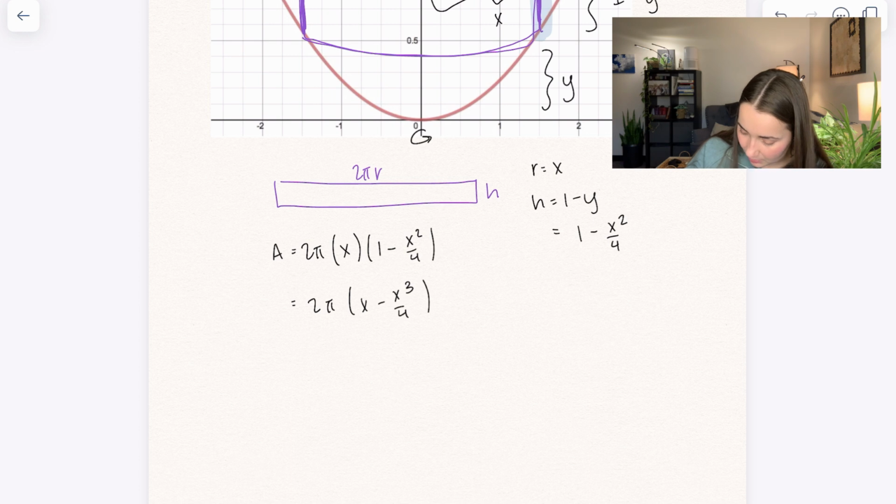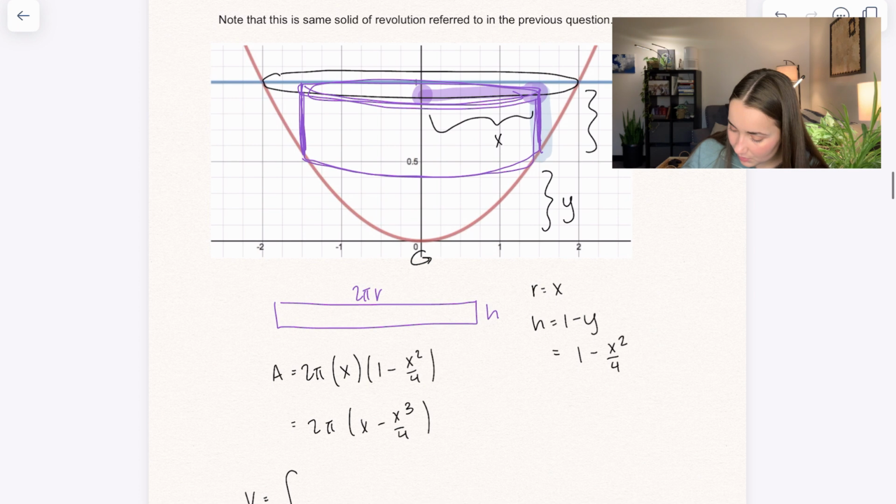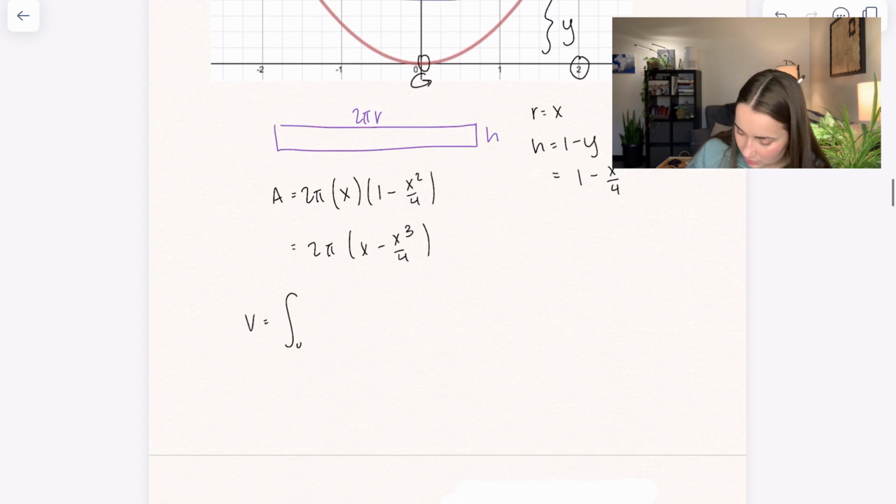So let's go ahead and set up our integral. We have volume is equal to the integral. And notice here, what we're going to be doing is we're going to be taking all the slices starting from 0, going all the way out to 2. So we have the integral from 0 to 2 of 2 pi times x minus x cubed divided by 4 dx.